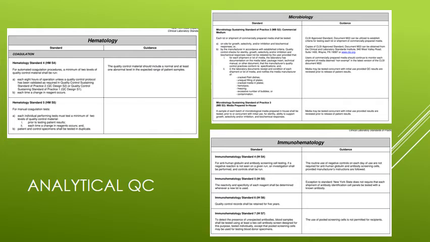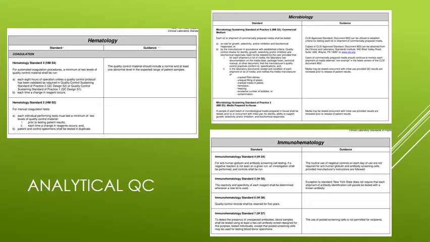These are some more standards that exist. You can see there are a bunch of different ones, I just want you to see how to read these standards. So again, on the left-hand side, we have the standard and any guidance on the right-hand side. So this is a hematology standard 4. Here's your automatic coag procedures.